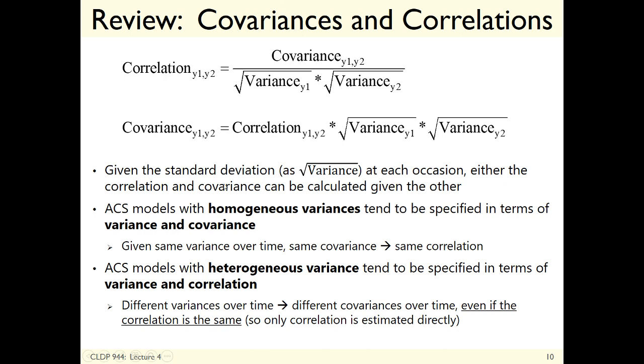What you get on your output, though, is not always clear, and it depends on the way that the model is specified. So these models, if you have homogeneous variance, you tend to get covariances back on your output. Not always, but most of the time. If the model is specified in terms of heterogeneous variances, though, then you get correlations instead. The reason for that is covariance is scale dependent. So if the variances that go into it are different, the covariances are going to change over time as well, even if the same correlation is held. So you really have to know what you're looking at to know what to call it.